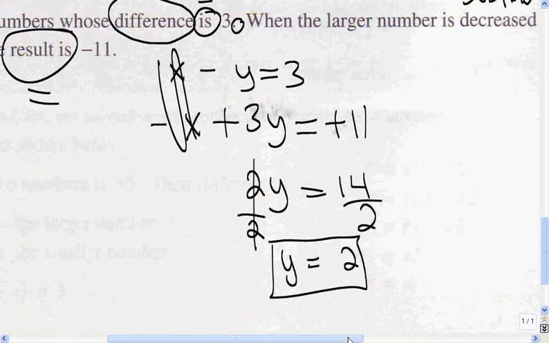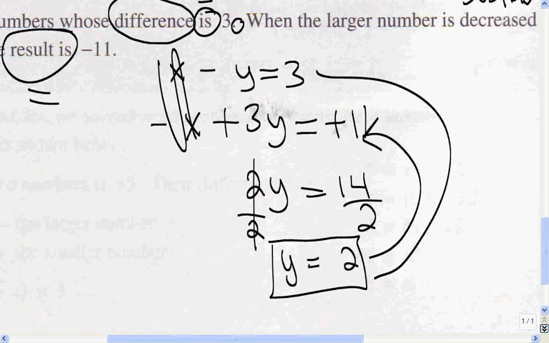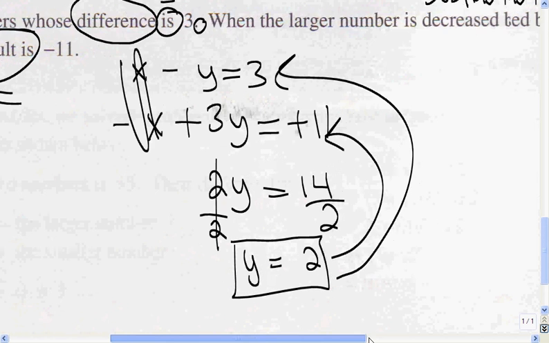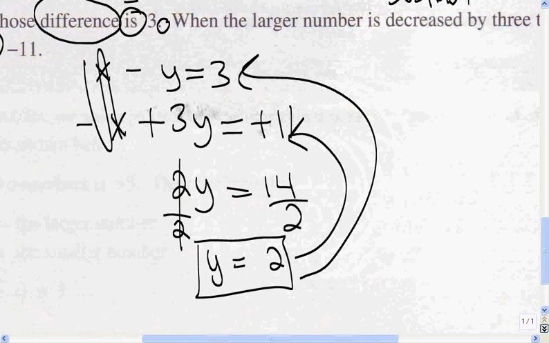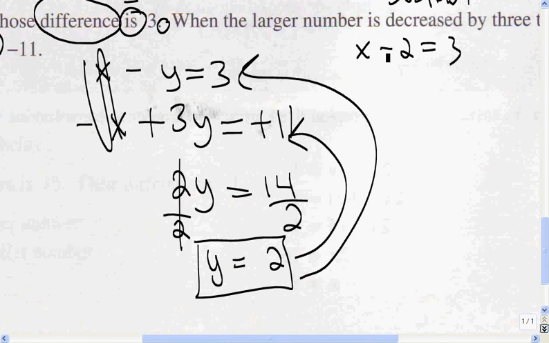Okay? So now that I know what y equals, I could plug y into either this equation or this equation and get my answer. I'm going to do it to the top one because the top one looks easier to work with. So x minus 2 equals 3. I want to isolate x, so I'm going to add 2 to both sides to get rid of the 2 and get x by itself. So x equals 3 plus 2, 5. x equals 5.